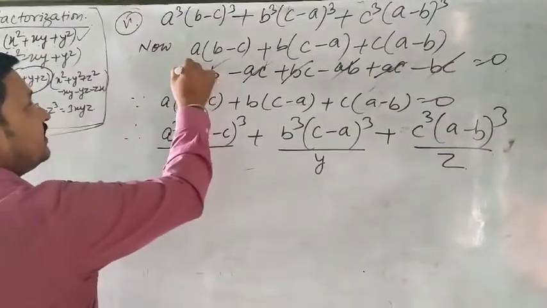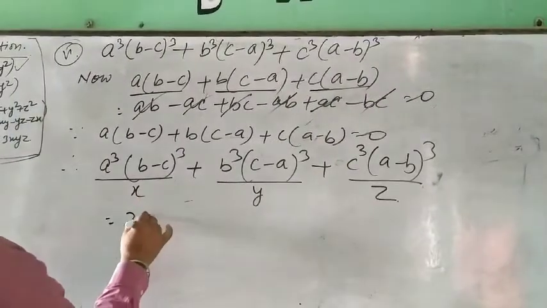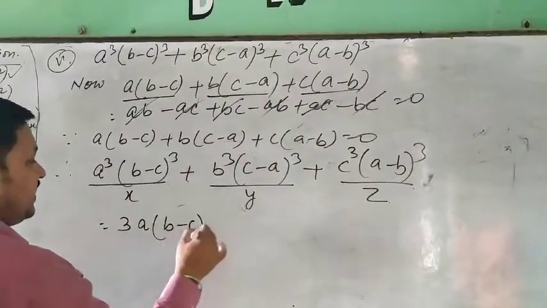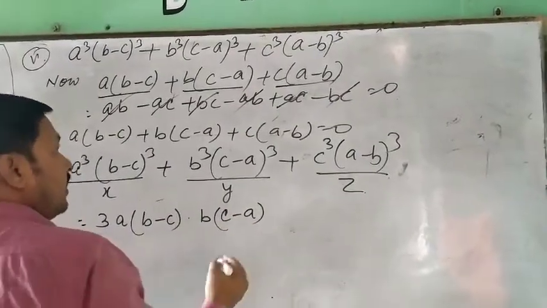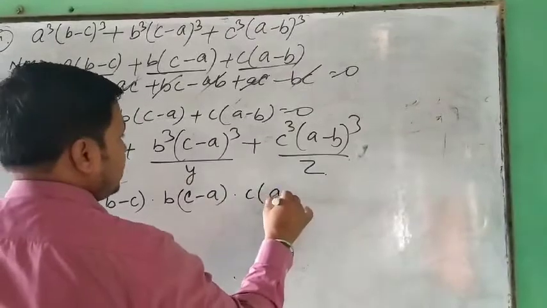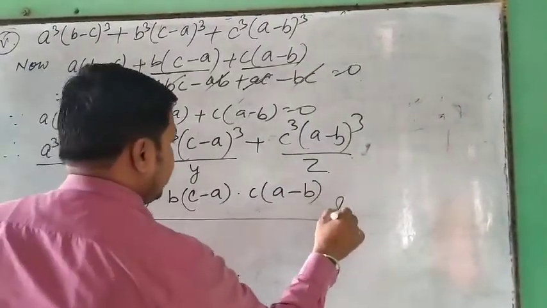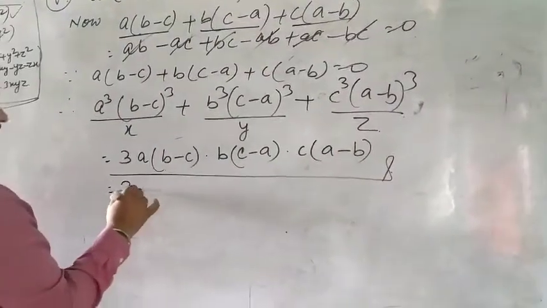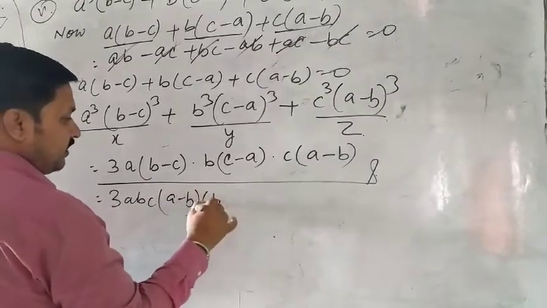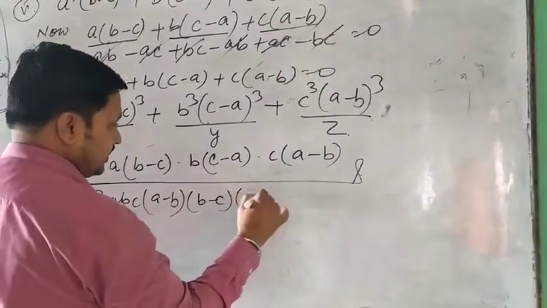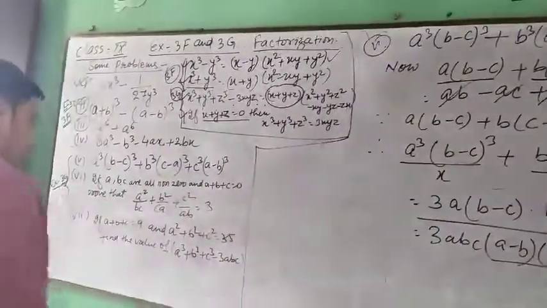3 x y and z. So 3 a into (b minus c) into b into (c minus a) into c into (a minus b), and that's your result. It can also be written as 3abc (a minus b) into (b minus c) into (c minus a). That is the answer of your question number 5.